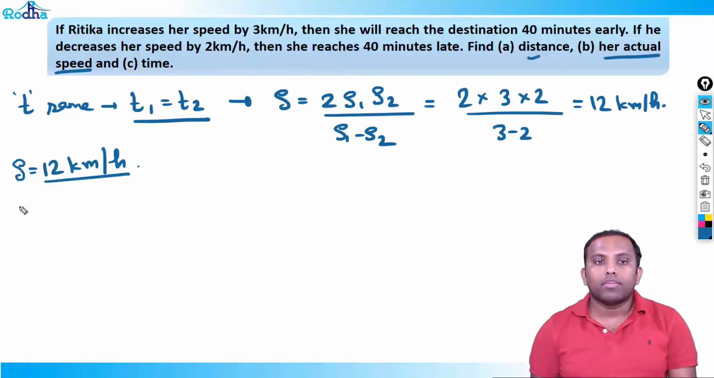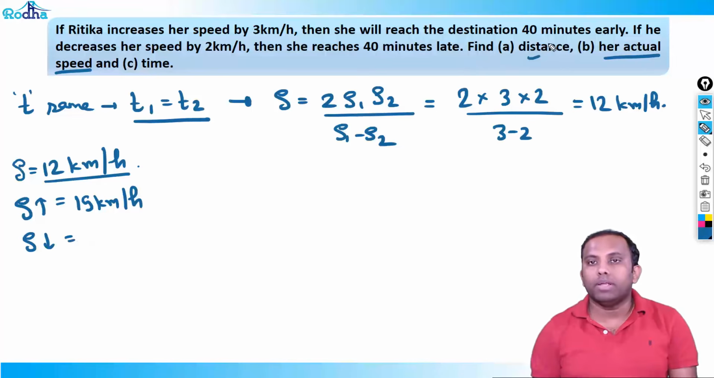So what is the increased speed? 12 plus 3, that is 15 km per hour. And what is the decreased speed? 12 minus 2, because she decreased the speed by 2 in the second case. So 12 minus 2, 10 km per hour.